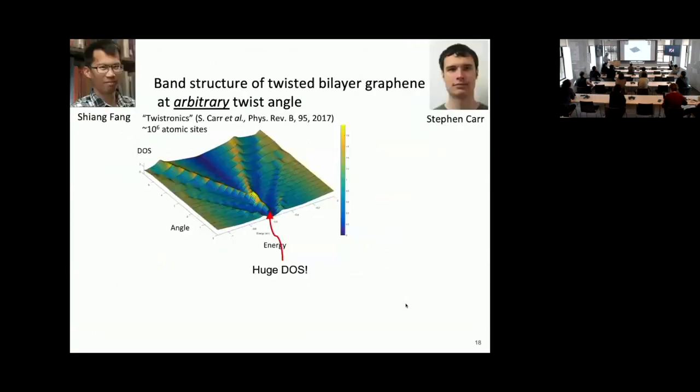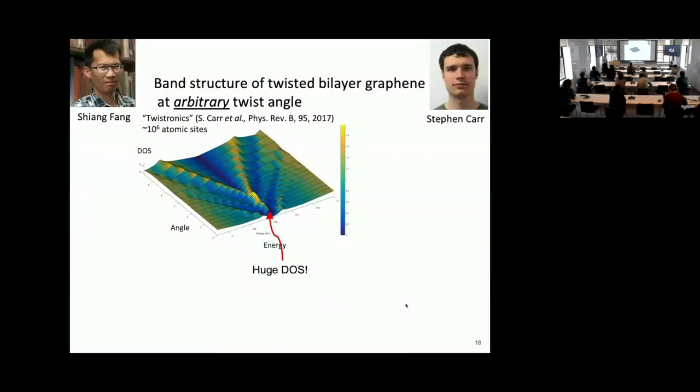So that's what we did in this paper back in 2017. This is now the density of states on the vertical axis. On this axis is the twist angle, and on this axis is the energy. And at zero twist angle, you get this plot of density of states for graphene that I showed you already, with zero density of states at the Fermi level.